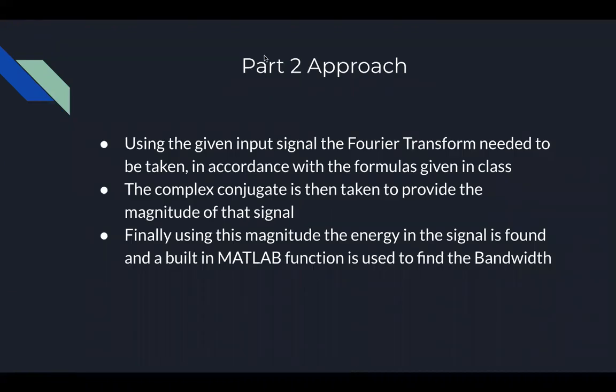So for part two, again, this time we need the Fourier transform, not just the Fourier series. We need to take the complex conjugate because, again, you stressed in class a lot that that's the easiest way to find your magnitude of a signal. And then after that, we just run some calculations on it to find our bandwidth.